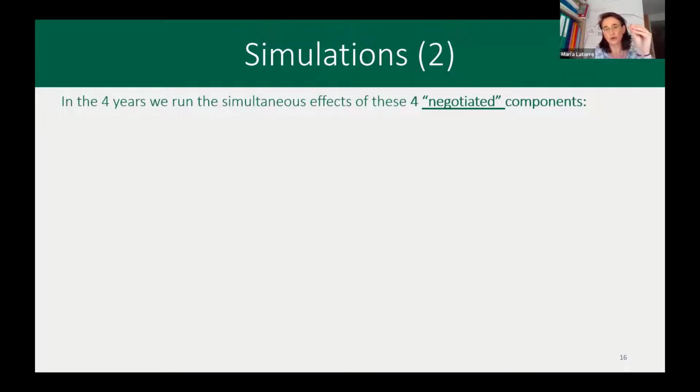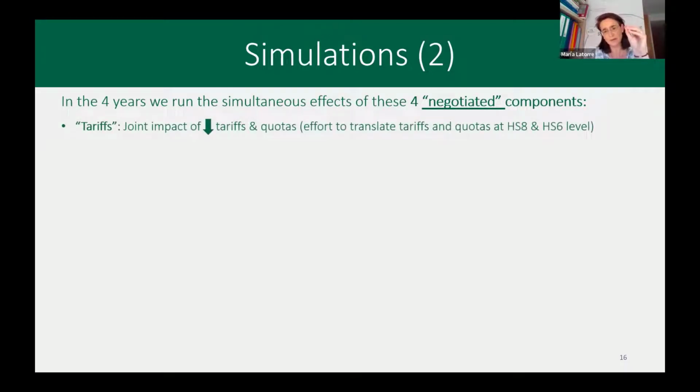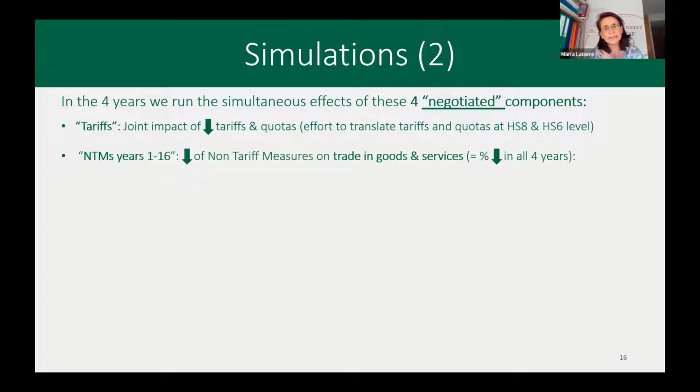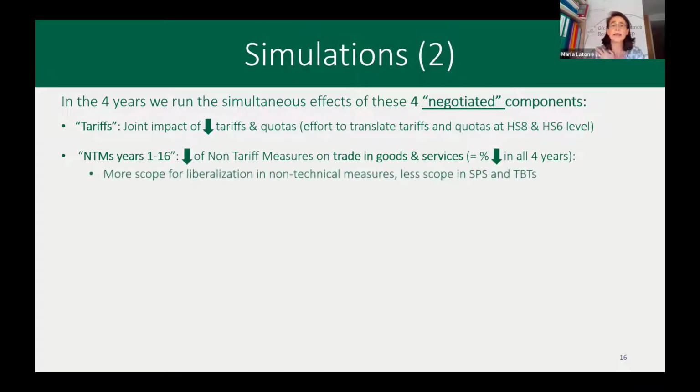And what do we shock? Well, importantly, as I said, we look at shocks that try to resemble the negotiated texts. We call them tariffs in the simulations, but they cover quotas and tariffs, which has implied a huge effort in translating both tariffs and quotas negotiated at the HS8 or HS6 level into GTAP sectors. And then we include the reductions in the non-tariff barriers in trade in goods and services.